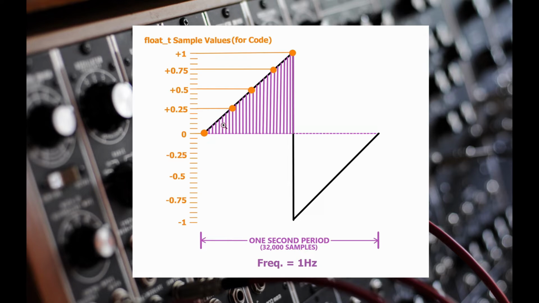The frequency may get faster or slower, but we will always have 32,000 samples per second. So when the frequency goes faster or slower, we do not sequence through the samples faster or slower. We will always sequence 32,000 samples per second.